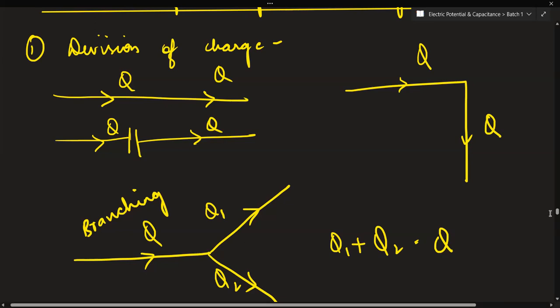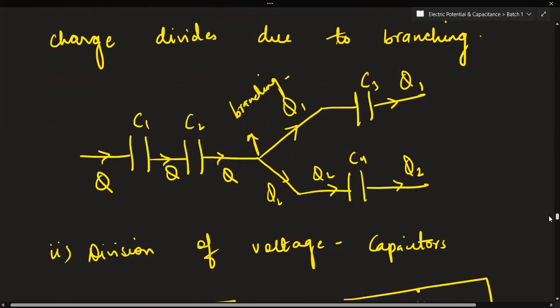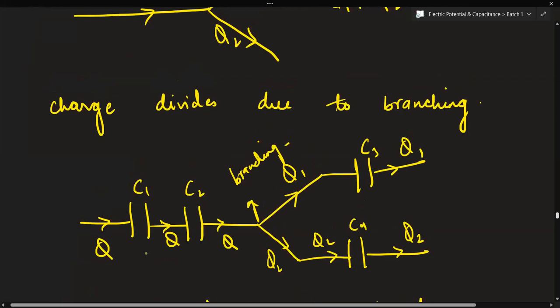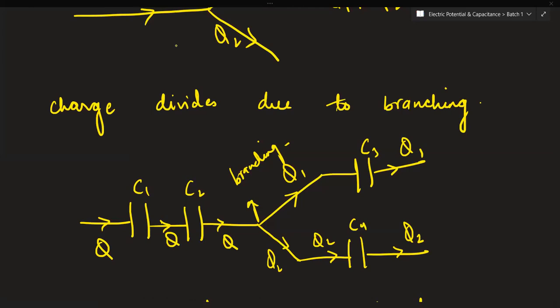This is opposite when we study potential. In this example, this was the first capacitor, this was the second capacitor. When the charge is flowing from here, a capacitor came, the charge remained the same. Then again, a capacitor came, the charge remained the same. So across all the capacitors, the charges remain the same. As soon as the branching occurred, charge got divided.